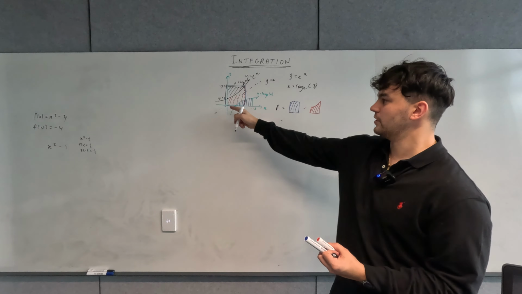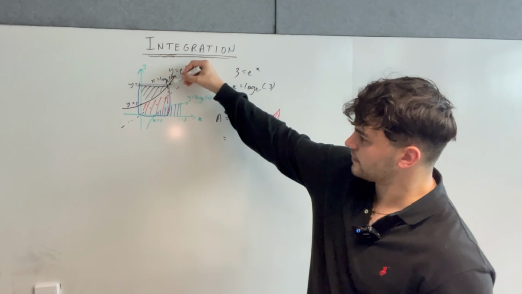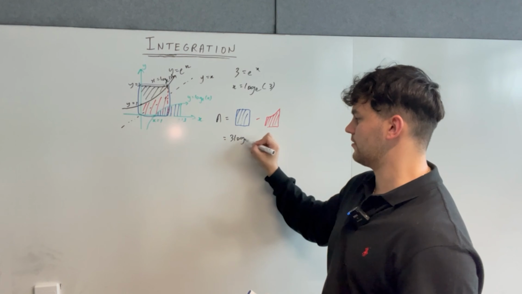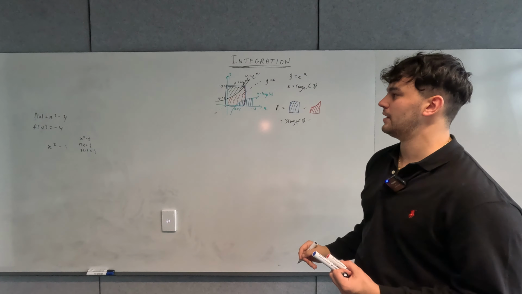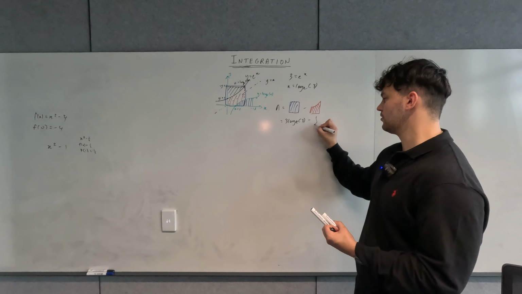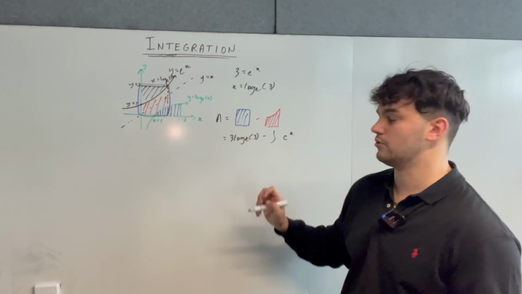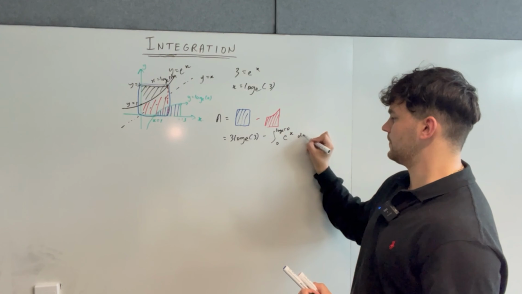So the blue curve, that's really easy to calculate. It's just the area of a rectangle. The x value is log e of 3, the y value is 3, so therefore this area here is 3 log base e of 3. Now the red area is a bit harder to calculate. It's just the integral of e to the power of x, and that goes from x equals 0 to x is equal to log e of 3, dx.